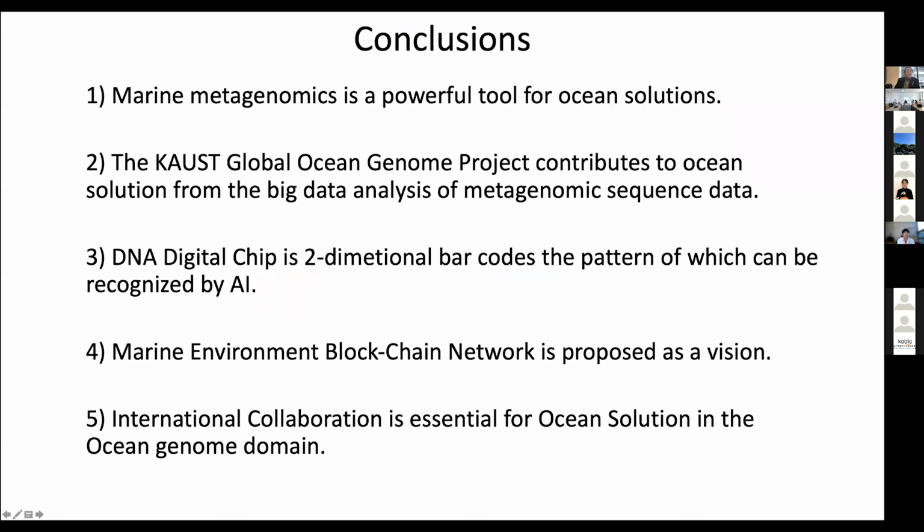So, conclusion: marine metagenomics is powerful, but not only the ocean, we constructed the whole biosphere metagenome, particularly focusing on the gene catalog. And the digital DNA chip can be utilized for pattern recognition by AI, and the so-called marine environment blockchain network is proposed as a vision, and international collaboration is essential.